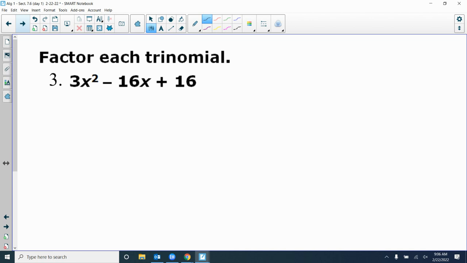Lindsay, what's my first step? What did it tell me to do? Multiply A times C. And what's A and C in this case? Ax squared plus bx plus c. Take a look. You just said A and C, right? Which one would be the A? Just the 3. And what's the C? 16. All right, everybody take 3 times 16. And what is that, 48?